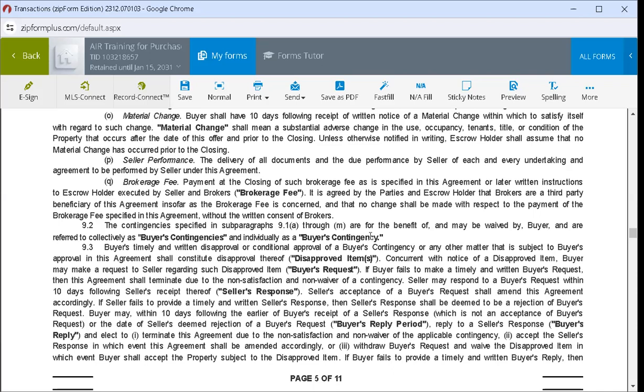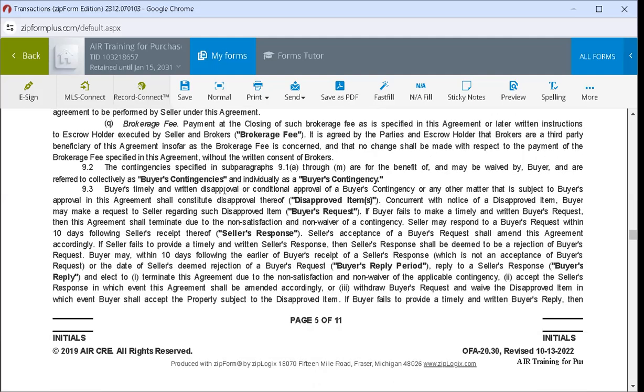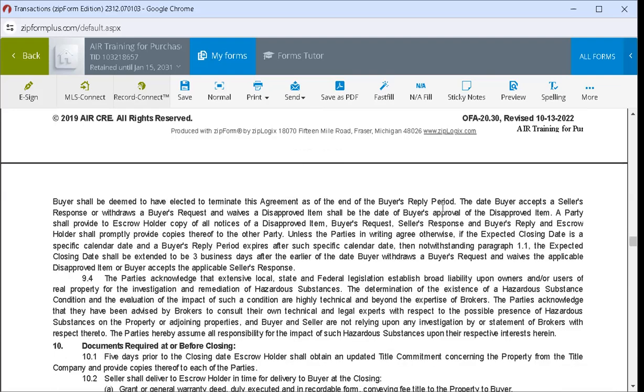So the contingencies specified in 9.1A through M are for the benefit of, and the buyer has the right to waive them if they want to. Okay. So this is where 9.3, they're going over that the buyer's timely and written disapproval or conditional approval of the buyer's contingency, that you need to do that. You need to disapprove the item. And there is a notice for it. So you need to supply that notice to the other brokers and escrow, okay? So silence equals acceptance.